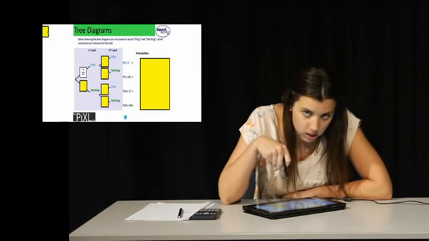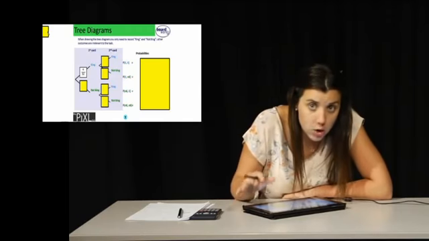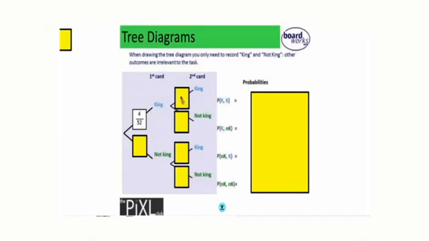Now, if I go and pick again, there's only going to be 3 kings left. And in total, there's only going to be 51 cards. So that changes, and that's the dependent. The outcome of the second event, the second picking, is affected by your first pick.